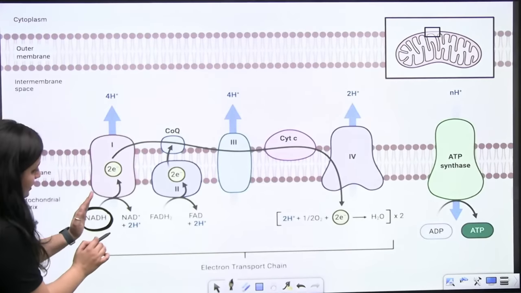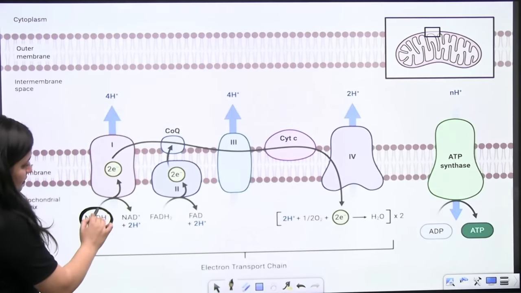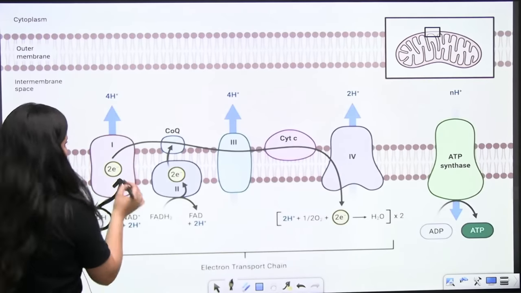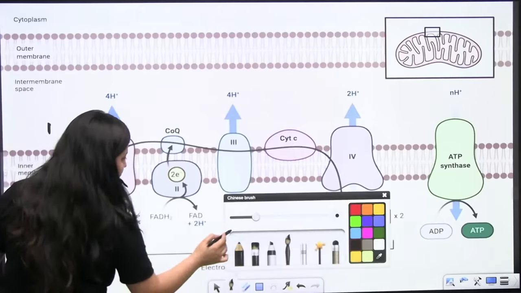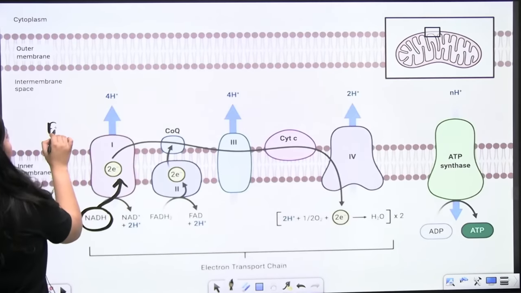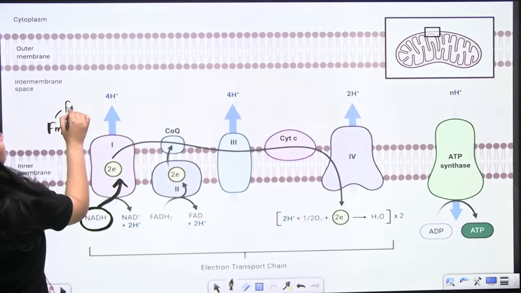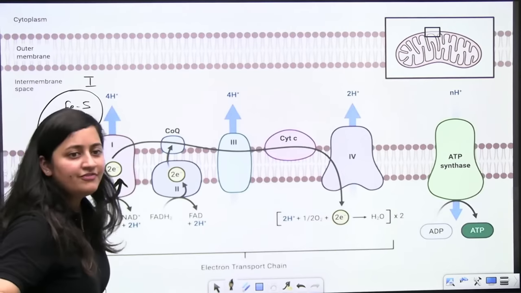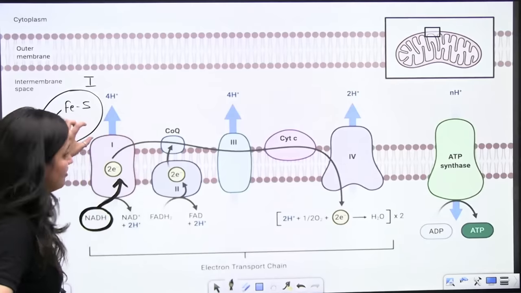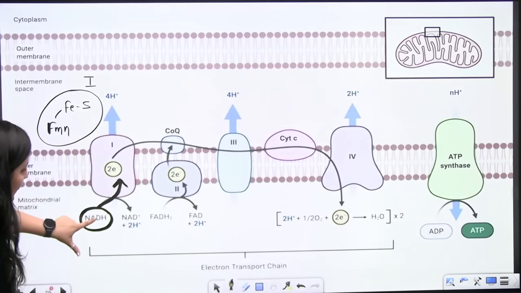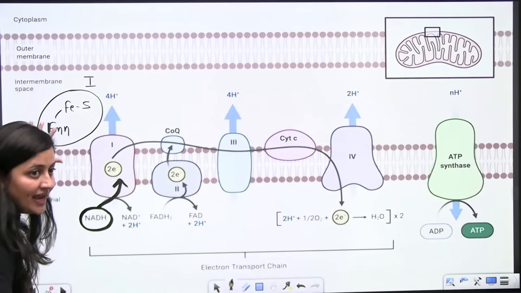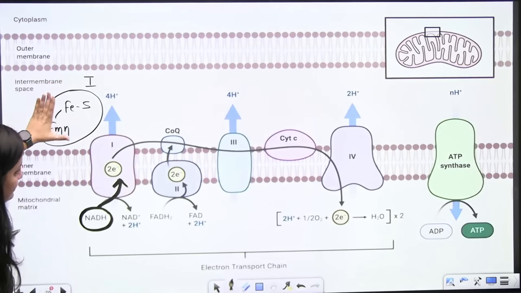So, NADH will give its electron. Now, here in complex 1, we have some other proteins also. FMN and Fe-S are present in complex 1. I'll provide the PDF, okay? NADH will give its electron to FMN, flavin mononucleotide, which will give it to Fe-S.